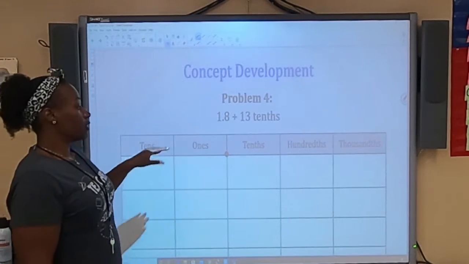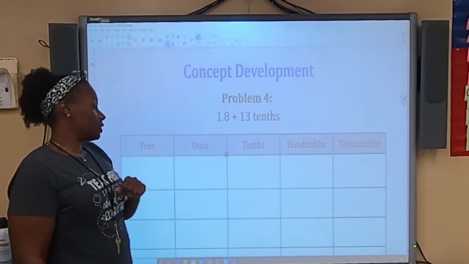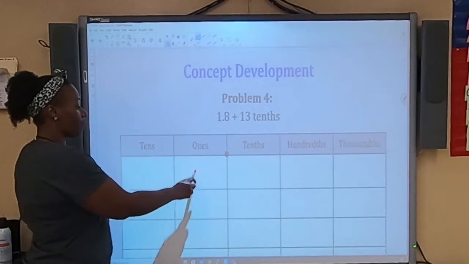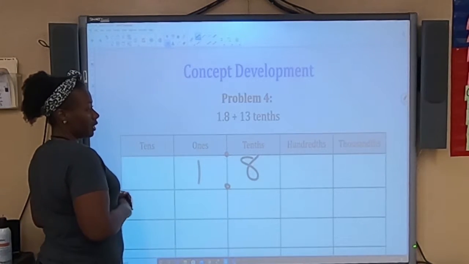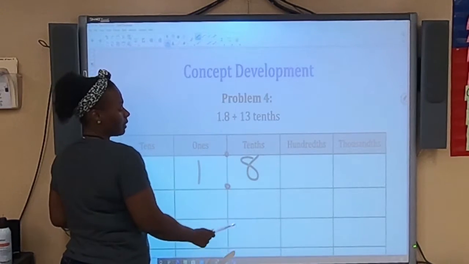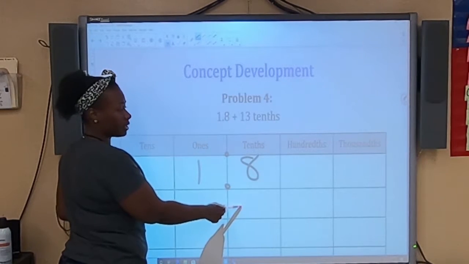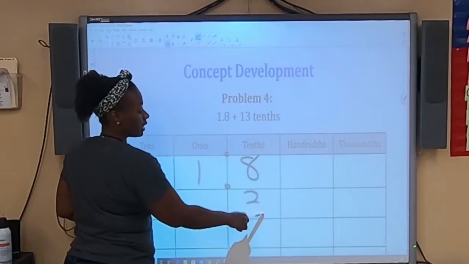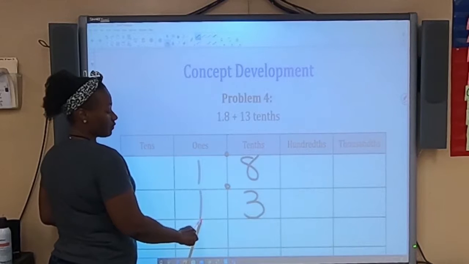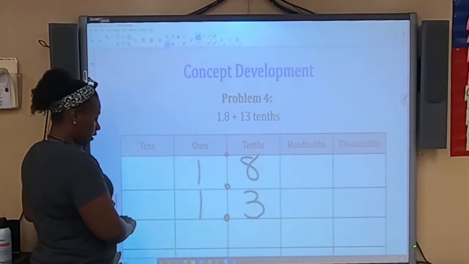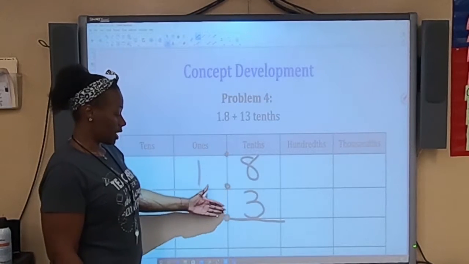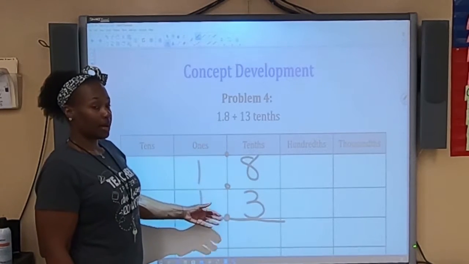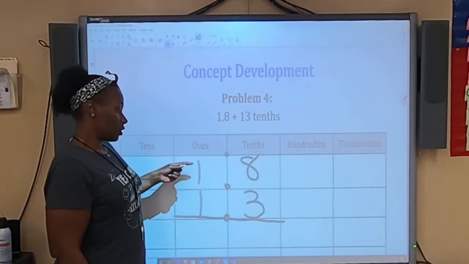Now we're starting to move into our standard form, and we're going to add it to our unit form. So we have 1 and 8 tenths. Now we got 13 tenths. Now I'm not going to put that whole 13 in this one place value. I'm going to let my 3 stay in the tenths, and that 1 has to shift over. There is our algorithm. Notice my decimals are lined up. Now I have the tenths with the tenths, the ones with the ones.